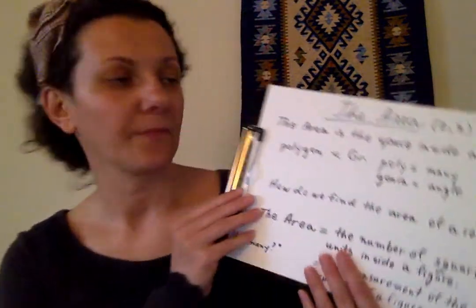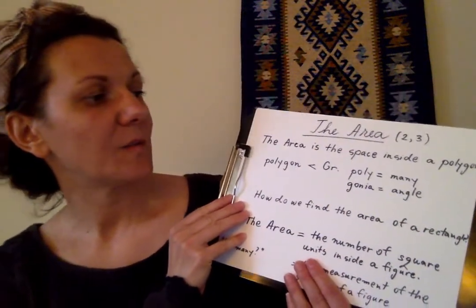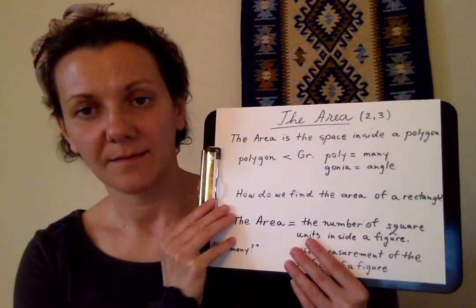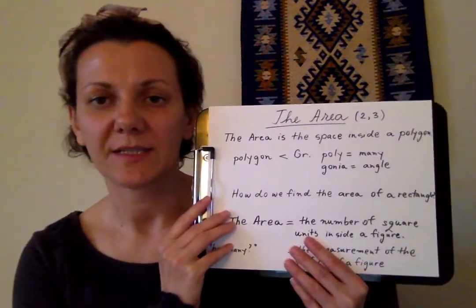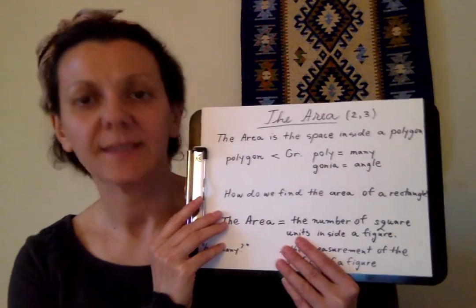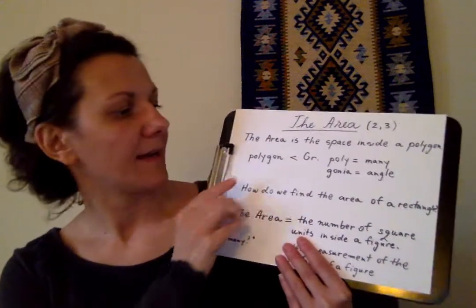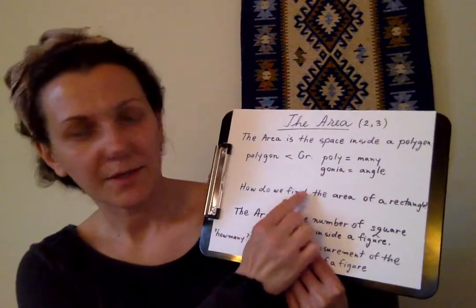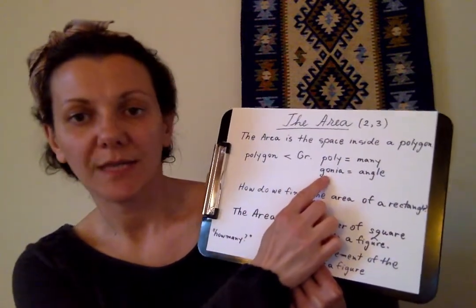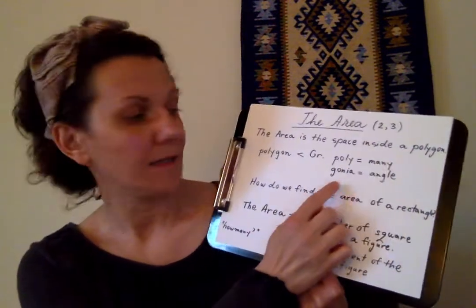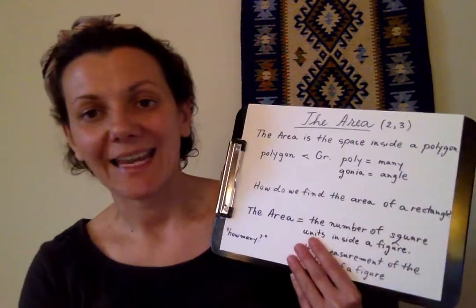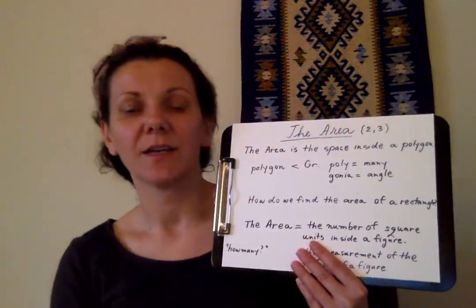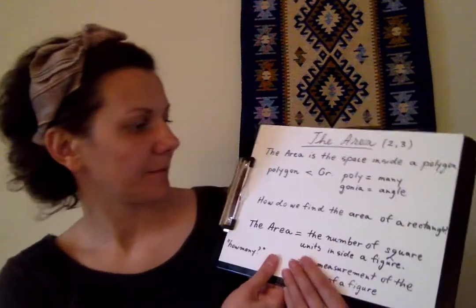For second and third graders, I have the following notes. The area is the space inside a polygon. You remember from our geometry lesson on polygons that a polygon is a word that comes from two Greek words, poly and gonia. Poly means many, gonia means angle. Polygons are figures with many angles.